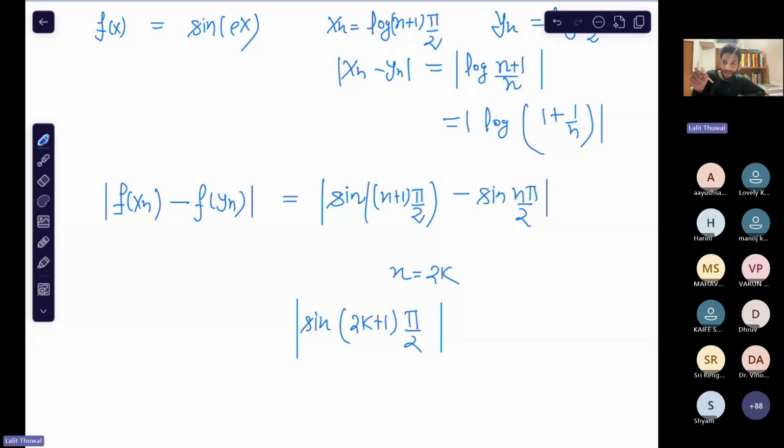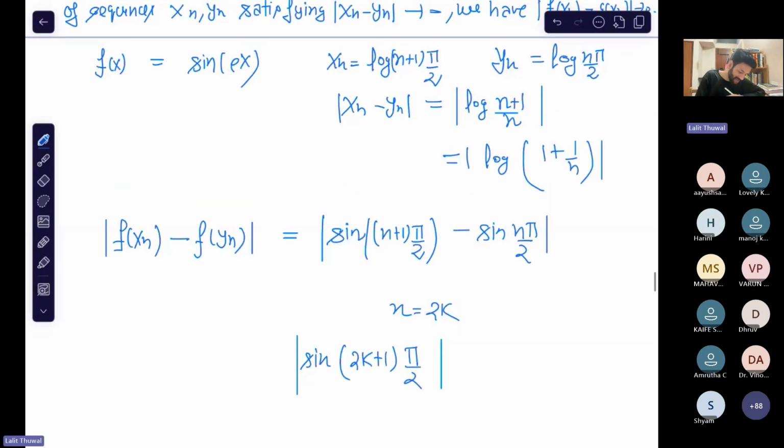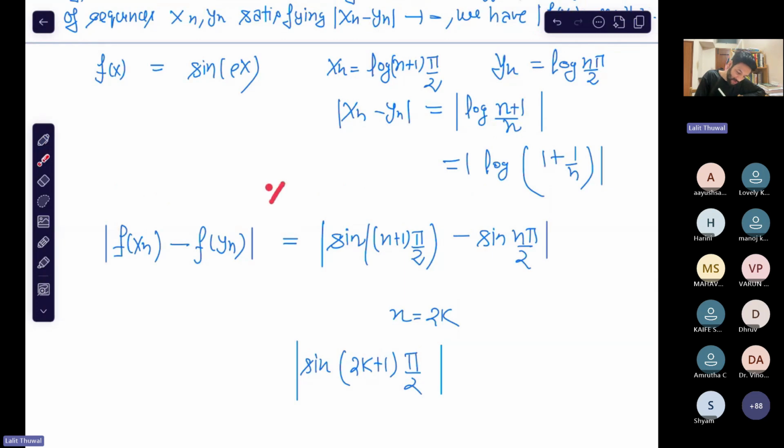When k varies over natural numbers, our function is sin e power x, right? But what do you have at xn? So this is just a calculation. Then xn will be n plus 1 pi by 2 only.